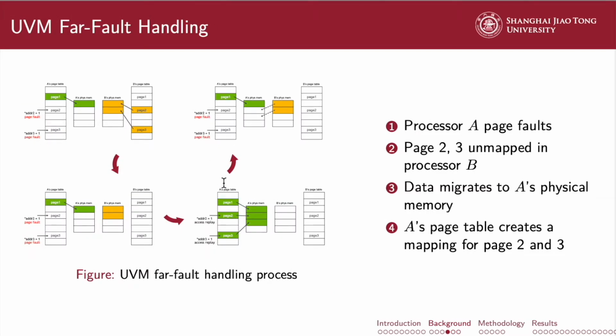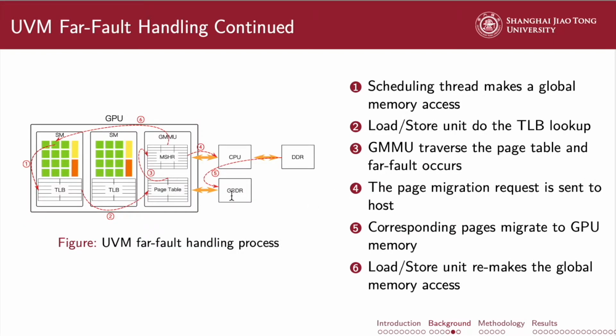Under UVM, the data is shared by both GPU and CPU. The data is organized into pages. When a processor accesses data, the corresponding page is moved from one device to the processor, and the page table is updated automatically. This figure demonstrates a detailed page fault handling process.